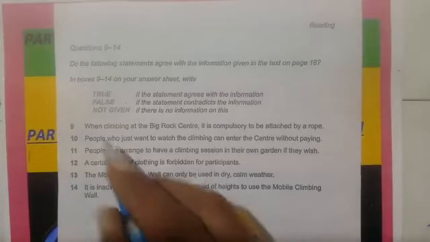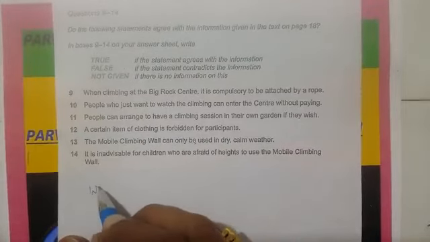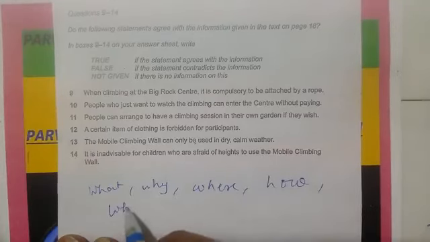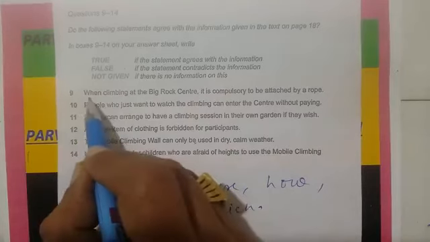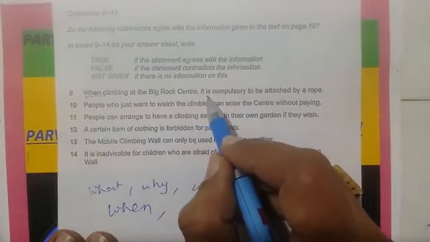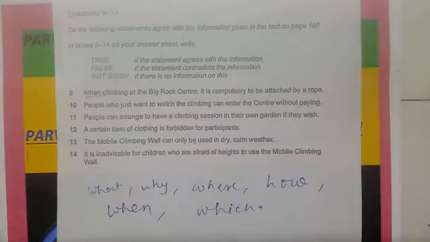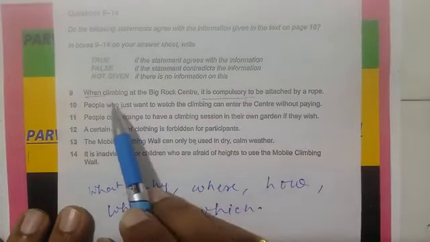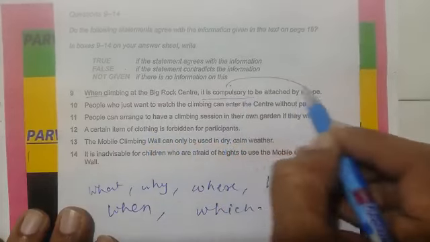I always consider these words very important, as you remember: what, why, where, how, when, which. These words are very important. You can check in question 9, where it is written ever, and after the comma they have written it is. I always consider this kind of sentence with it is important, because it is used to put more stress on the language, and it is compulsory, so I have underlined it. You can read the complete question 9: when climbing at the Big Rock Center, it is compulsory to be attached by a rope.